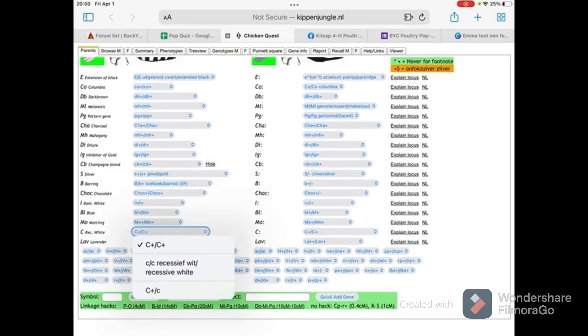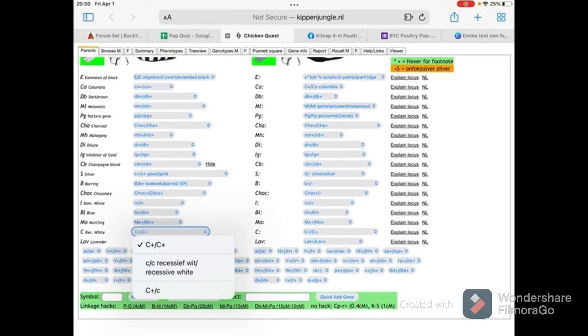Next we have recessive white. Most white varieties of breeds use recessive white. The exception of common breeds that I can tell you is white Leghorns. They use dominant white. And recessive white, basically, it's a recessive gene, so when you have two copies of recessive white, it masks all the other colors underneath.